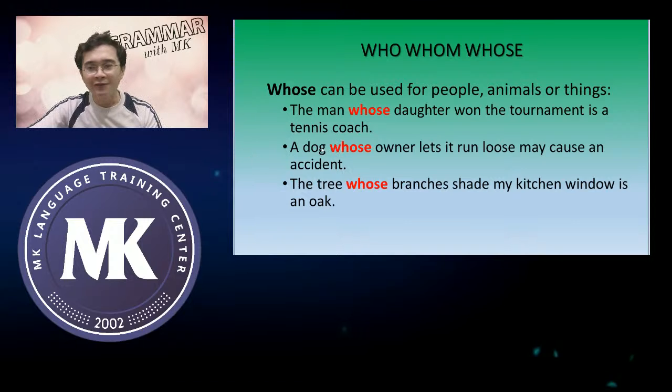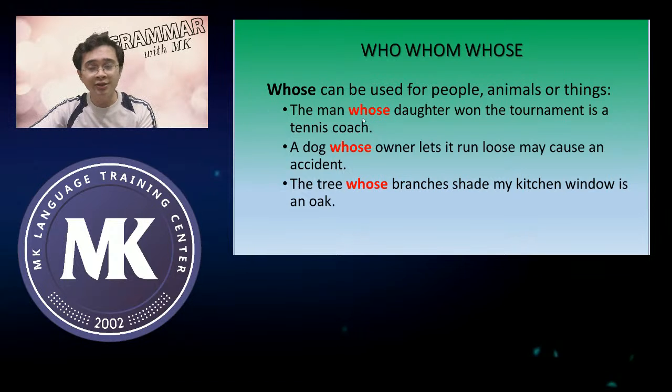So here we have the dog. The dog possesses the owner, and so as we notice, the dog whose owner lets it run loose may cause an accident. So in this sentence, we have whose owner lets it run loose, I mean that is your relative clause, and our relative pronoun here is whose.